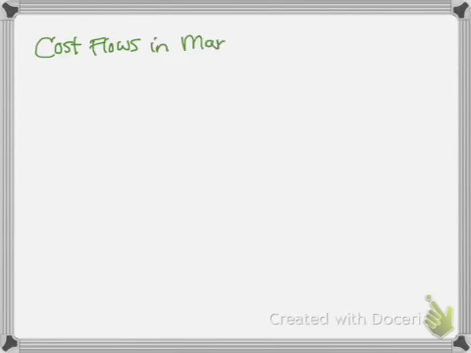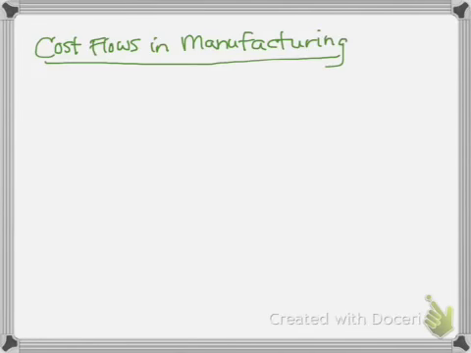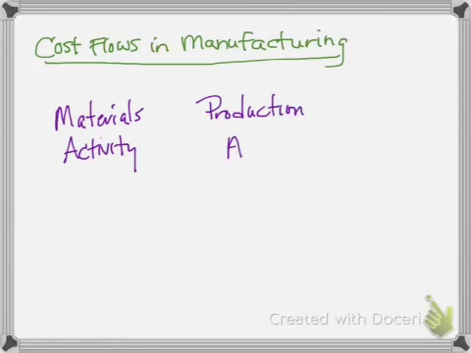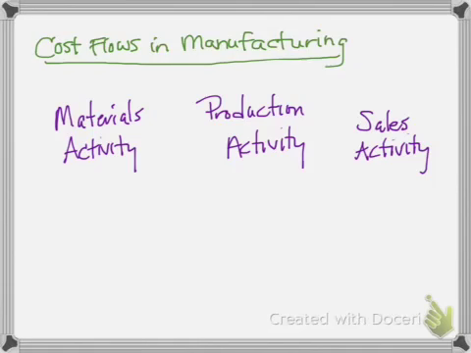All right, let's look at cost flows in the manufacturing environment. There's really three broad groupings of costs, so expenses and inventory accounts. And they relate to the activity related to basic raw materials, the production activities, and the sales activities. And we're going to start with the materials activity.